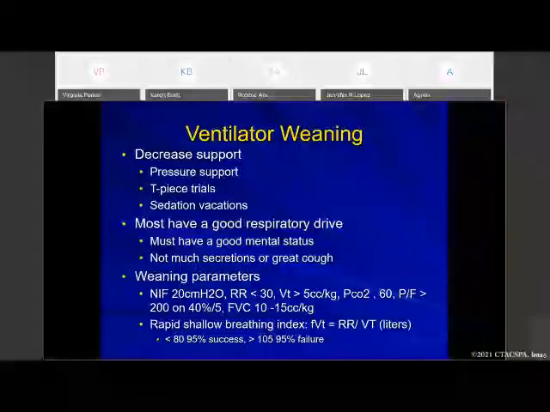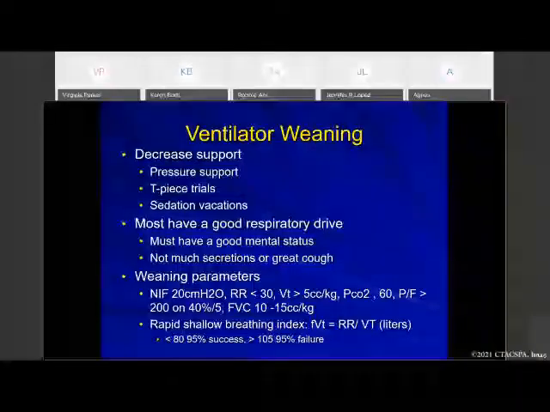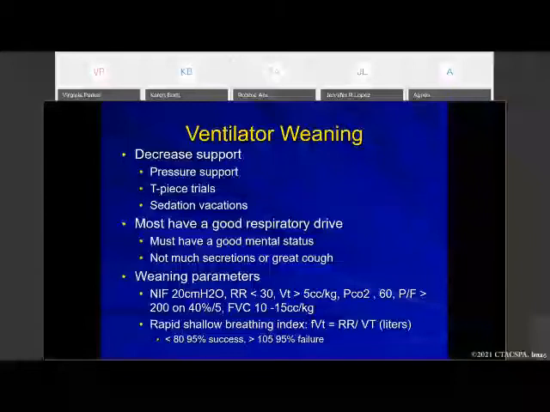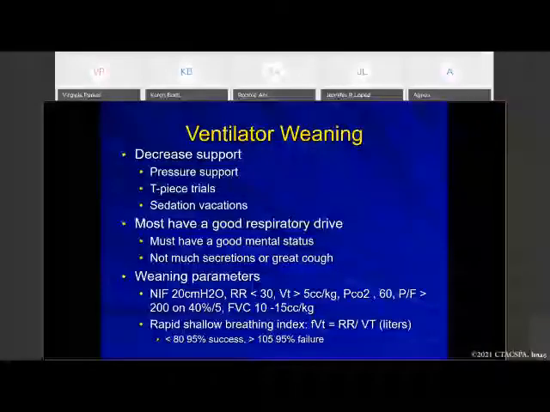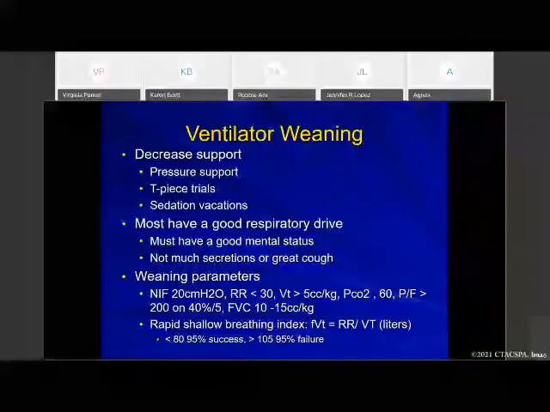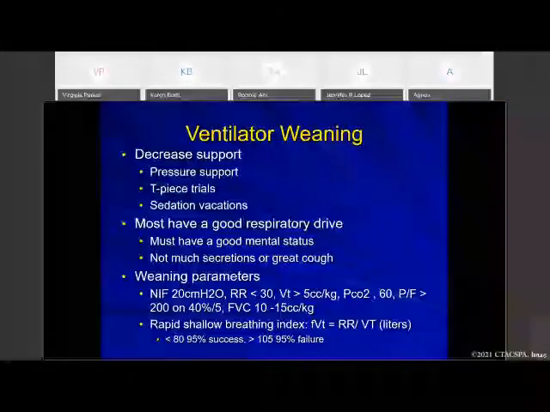But I think you could have someone with a normal rapid shallow breathing index and have no mental status, and so you need someone over a Glasgow Coma Scale of 8 at least, right? Probably a little bit higher if you're going to extubate them. So those patients are not appropriate for extubation. So you need your good mental status too. And I think to assess someone's mental status, you ask them to take a deep breath when they're on their last setting of pressure support, and if they give you a liter or 10 to 15 cc's per kilogram, you feel pretty good about extubating them.